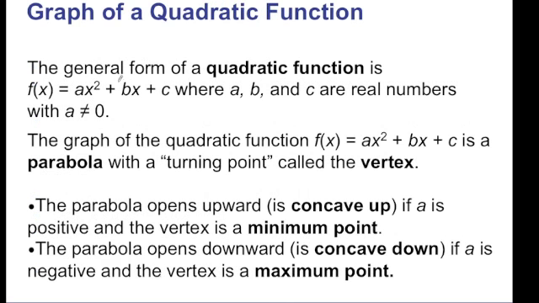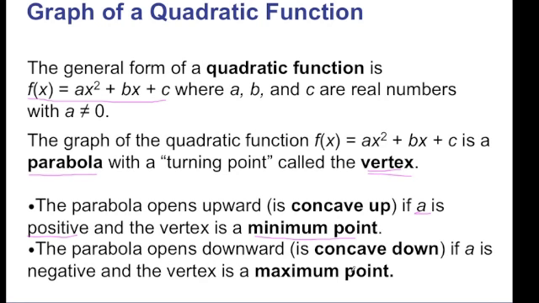The general form of a quadratic function is f of x equals ax squared plus bx plus c, where a, b, and c are real numbers, and a does not equal 0, so we have an x squared term and it is quadratic. The graph of the quadratic function ax squared plus bx plus c is called a parabola, and it has a turning point called the vertex. The parabola opens up, say it's concave up, if a is positive. A is positive, it opens up, and the vertex is a minimum point.